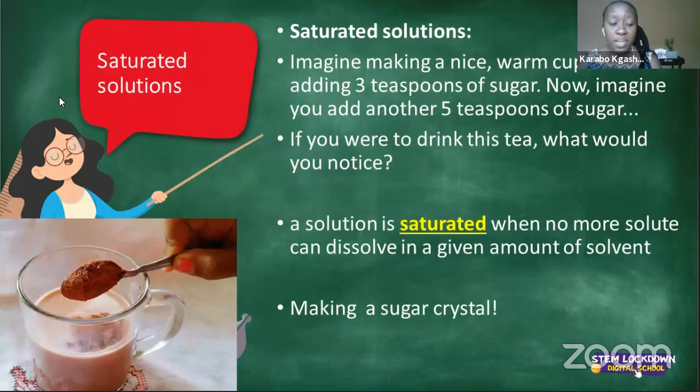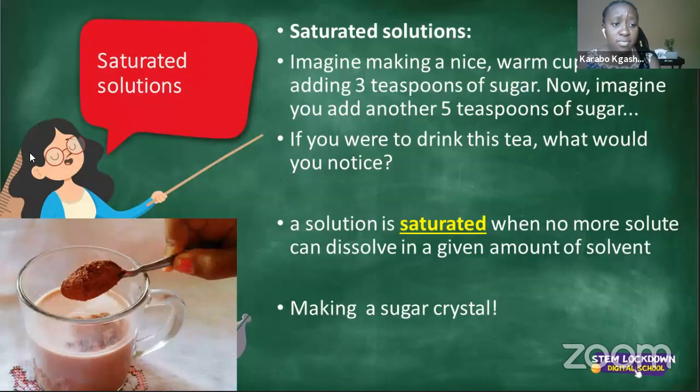Right, now let's talk about saturated solutions. Now I want you to imagine making a nice warm cup of tea and you add 3 teaspoons of sugar. Now imagine you add another 5 teaspoons of sugar. If you were to drink this tea, what would you notice? In your chat, please tell me, what would you notice? You've already added 3 teaspoons of sugar and now you're adding another 5 teaspoons.